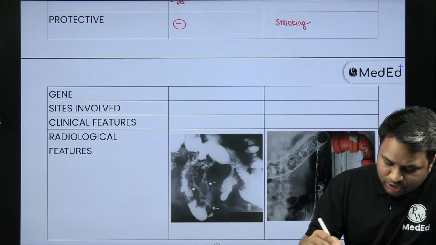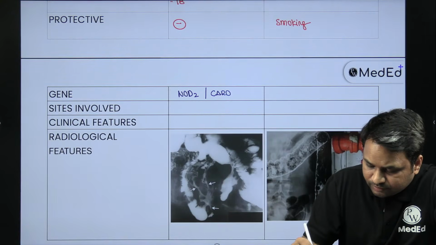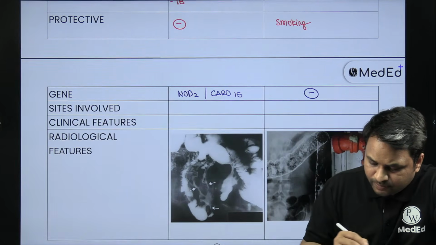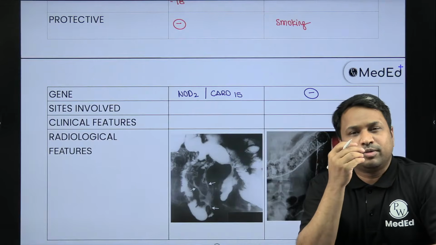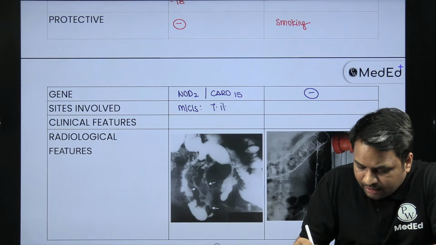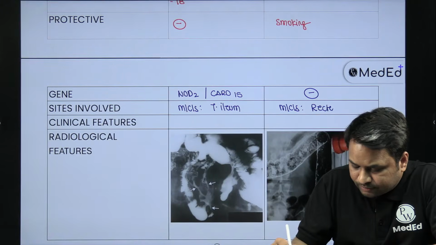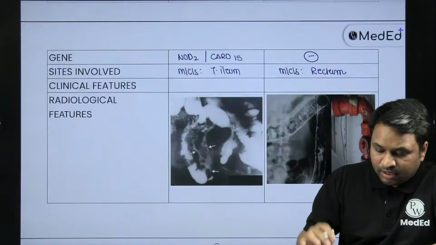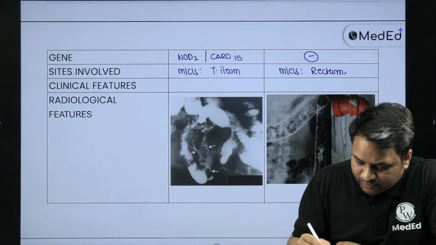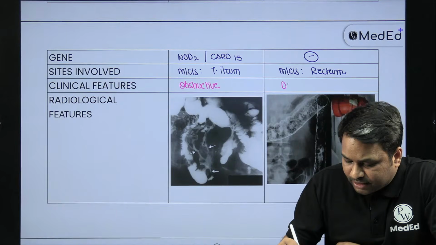Now the genes which are responsible here are NOD2 and CARD15. There is no specific gene in ulcerative colitis. Crohn's disease can involve from the oral cavity to the anal canal. The most common site in Crohn's is the terminal ileum, and the most common site in ulcerative colitis is the rectum. One magic word to remember between these two: Crohn's will usually present with obstructive symptoms. Ulcerative colitis will present with diarrhea.